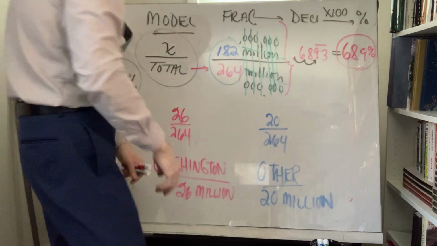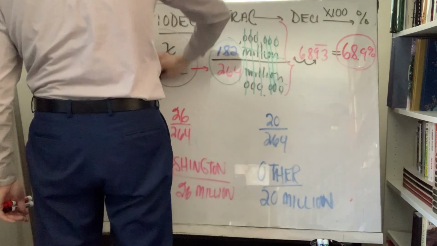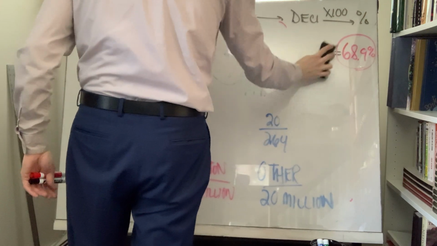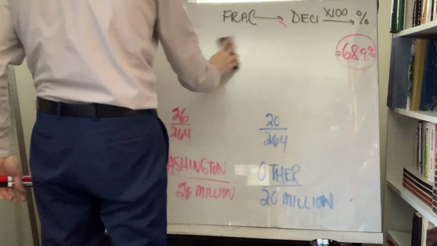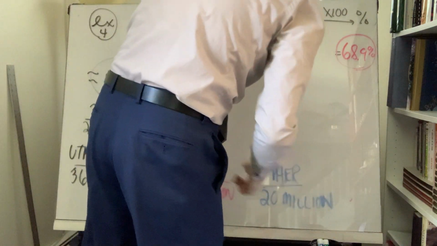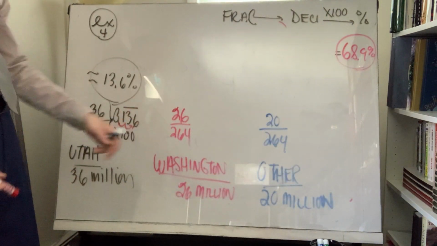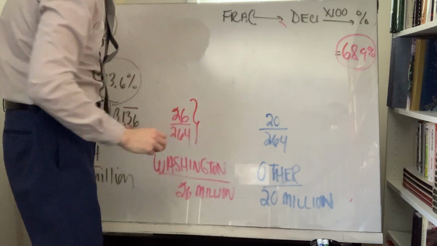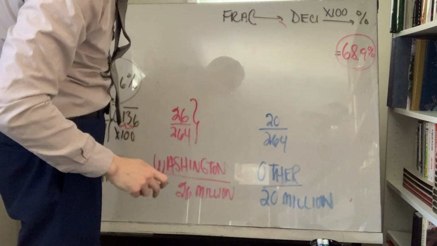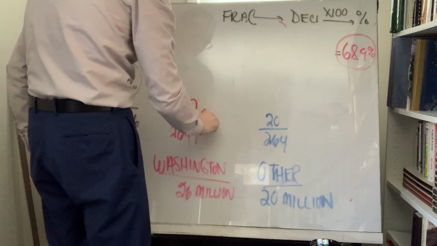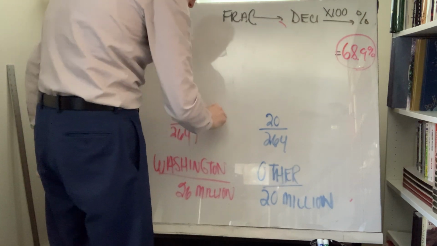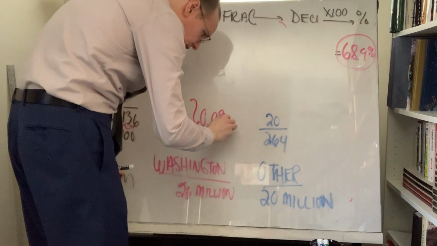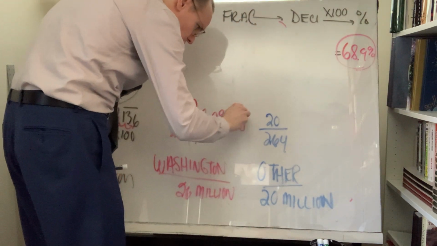In the case of the next one, Washington is 26 over 264. You would get this as a decimal, a precise answer. You would get 0.09, and then it repeats after that: 8, and then 484848.